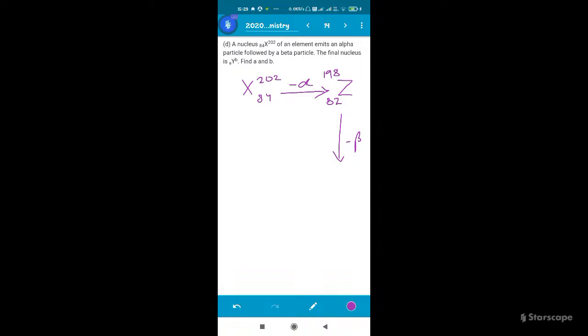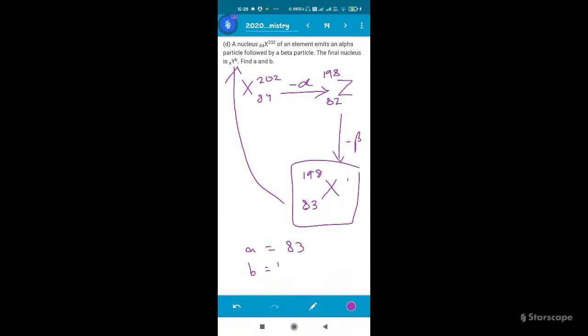Let me take it as X dash. The mass number remains the same, so 198, and the atomic number is increasing by 1, so 83. So this is your final nucleus. If you compare it with YBA, you get that A is equal to 83 and B is equal to 198. So this is your answer. See, so simple. I hope this question is also clear to you.